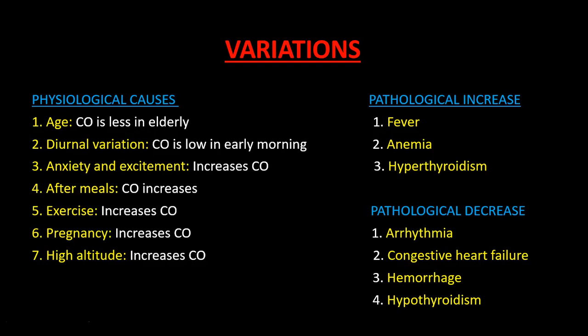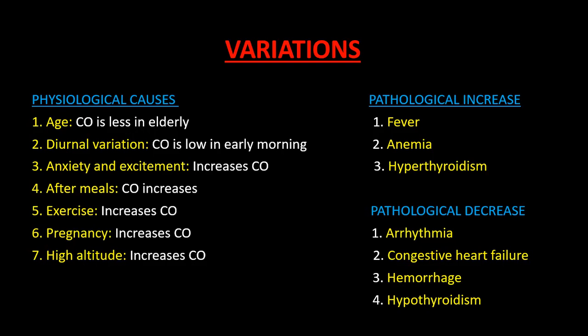The next one is exercise. Exercise increases cardiac output as sympathetic stimulation increases heart rate and myocardial contractility, thereby increasing cardiac output. So it is a sympathetic stimulation which increases cardiac output while doing exercise. The next factor is pregnancy. In pregnancy, cardiac output increases due to the increase in blood volume, as we have already mentioned, which is due to the expansion of ECF volume.